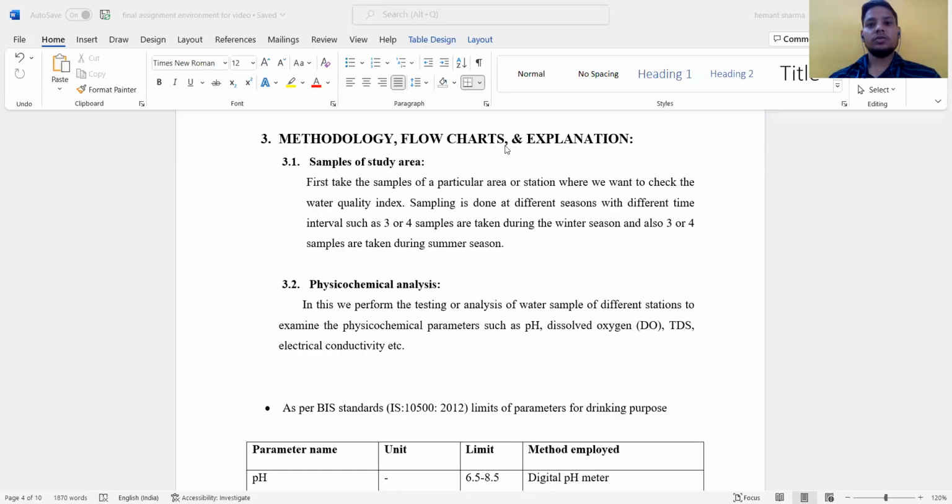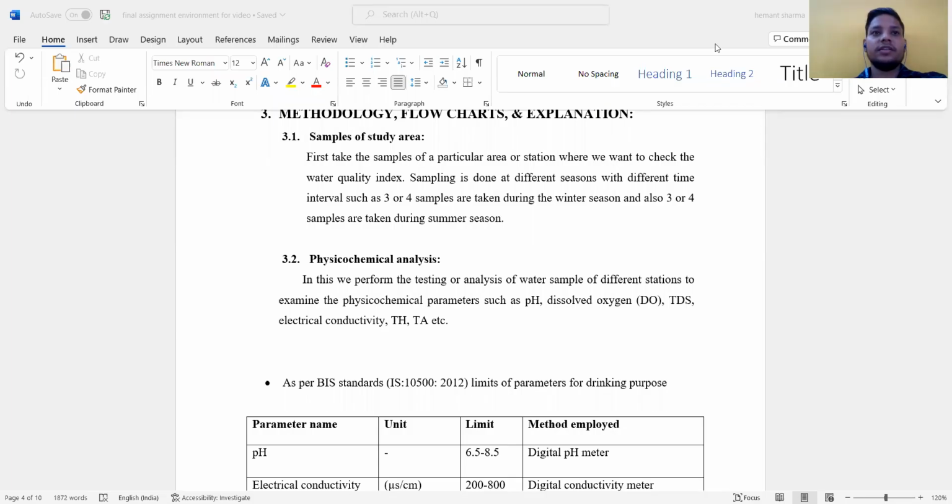So our next point is methodology, flowchart, and explanation of this NPI index. Firstly, we have to take samples from different stations at different times for the assessment of those water stations. In my water quality index method, I have taken 3 sample stations in each and every month of a year. After the sampling, we perform physiochemical analysis. So what is physiochemical analysis? In this, we perform testing or analysis of water samples from different stations to examine the physiochemical parameters. Physiochemical parameters are physical or chemical parameters such as pH, total alkalinity, total hardness, electrical conductivity, COD, BOD, and many more.